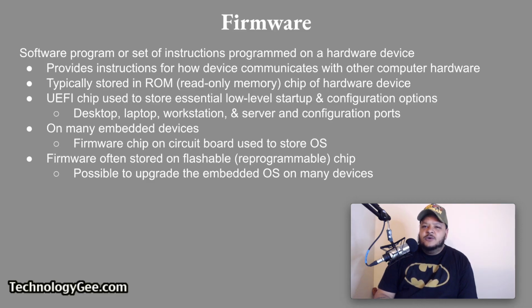startup and configuration options. However, on many embedded devices, the firmware chip on the circuit board is used to store the operating system. Because firmware is often stored on a flashable chip, also known as a reprogrammable chip, it is possible to upgrade embedded operating systems on many devices.